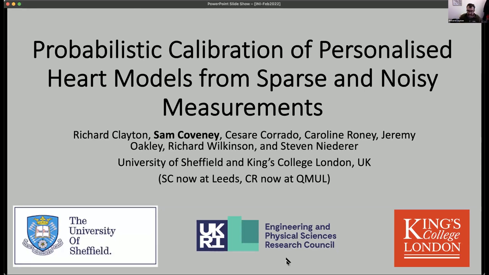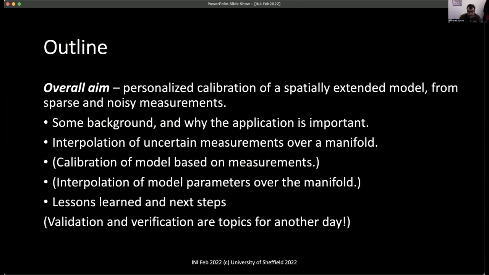I'd like to talk a little bit about some EPSRC funded research on modelling the heart. There's been a joint initiative between Sheffield and King's College London. In the list of authors, I've highlighted Sam Coveney because he's now a research fellow at the University of Leeds, but it's him who's done most of the intellectual heavy lifting for this project, and I want to acknowledge that.